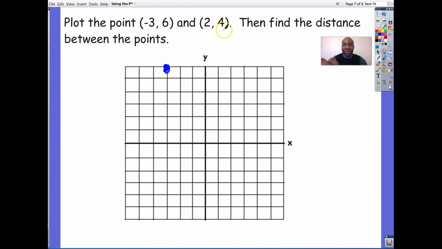And then we plot the point (2, 4). 2, 4. 1, 2, 1, 2, 3, 4. So, how do I want to post this? They want us to find the distance between them.